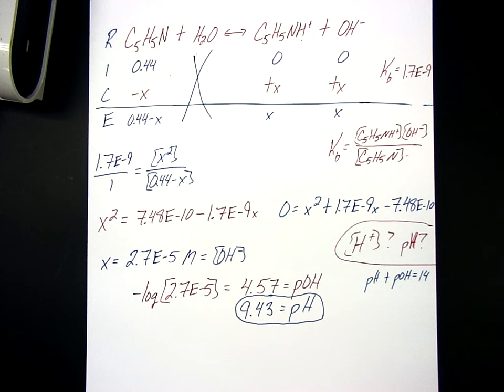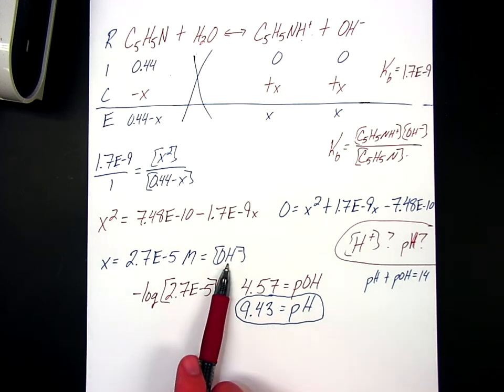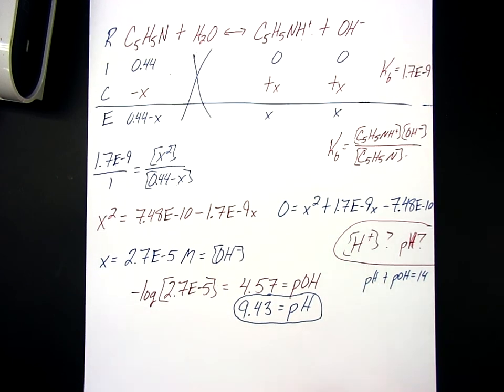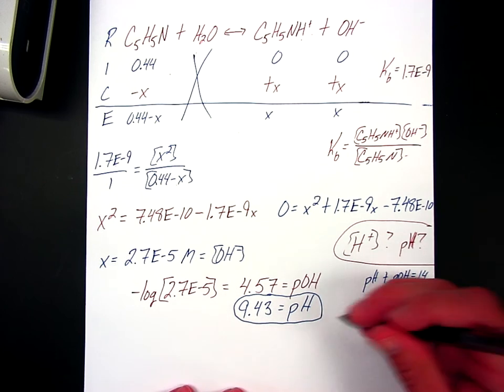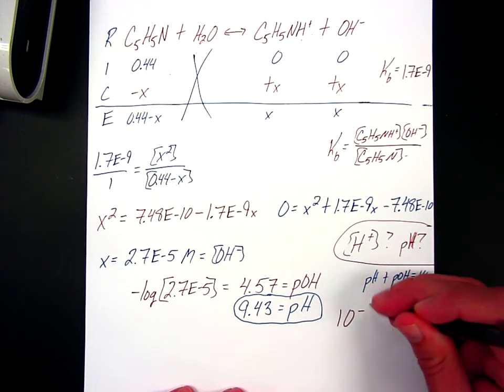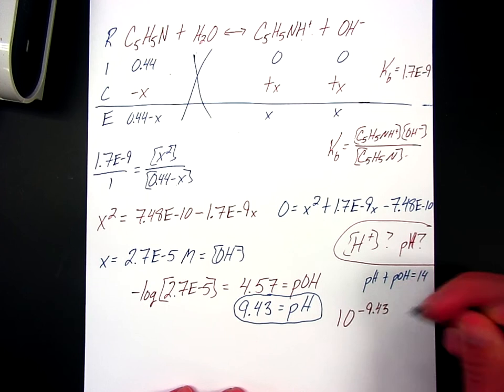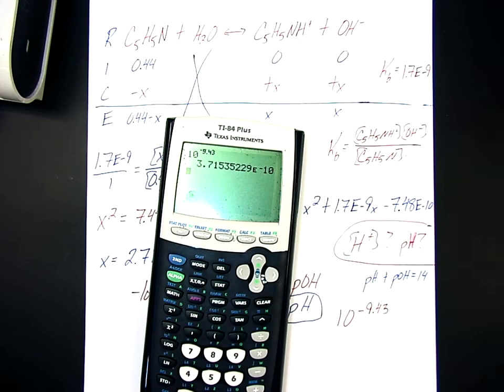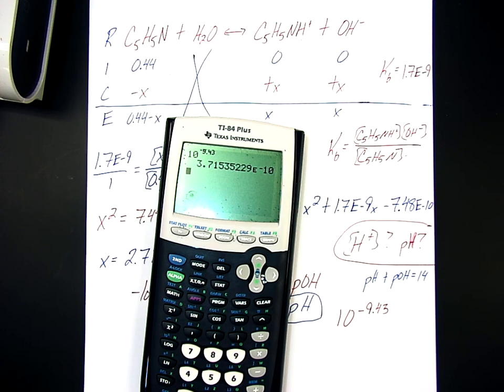But we also need an H plus concentration, which there are a couple different ways to figure out. We could have used our OH minus initially and used Kw, because remember 1 E negative 14 divided by that will give me the H plus. But since I went this route this time, I know that my other sneaky way is to go 10 to the negative 9.43 in this case. So 10 to the negative 9.43 gives me an answer there: 3.7 E negative 10.